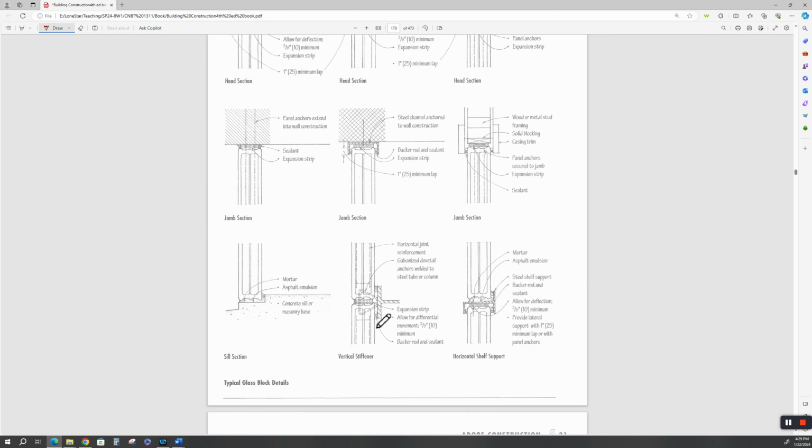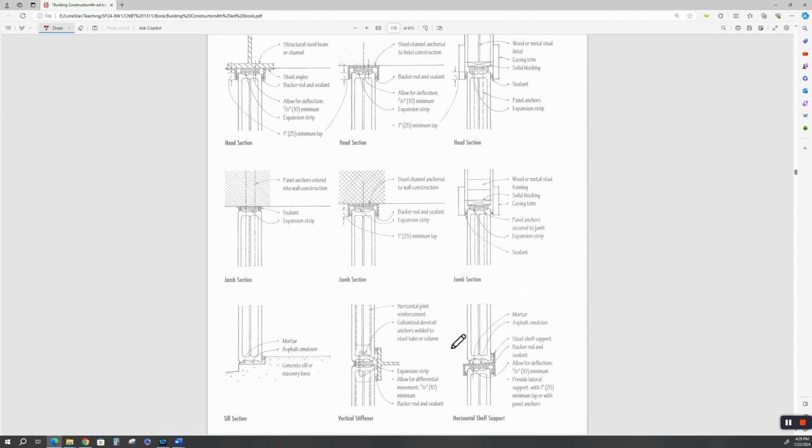This is a vertical stiffener, if for some reason the glass block was super high. This is a horizontal shelf support. It's like a header beam that's laid on its side to give the wall some stiffness as the wall's going up. Your structural engineer and your glass block manufacturer should be able to help you with this.